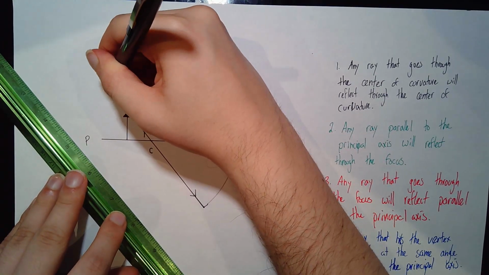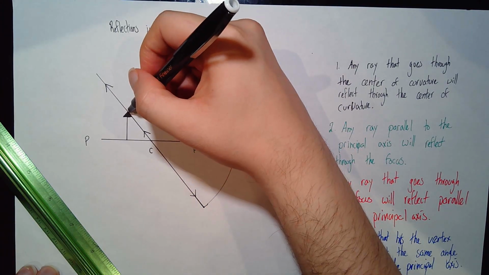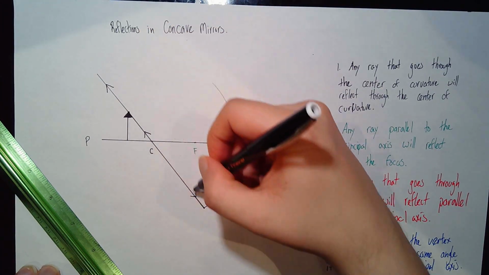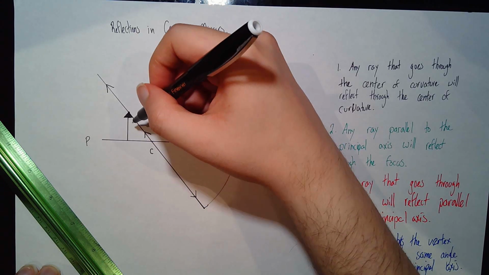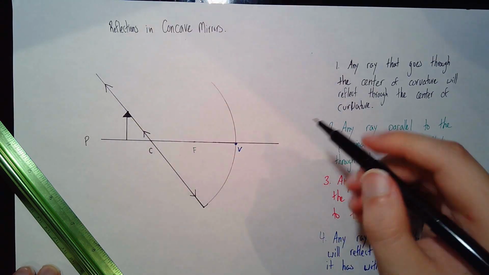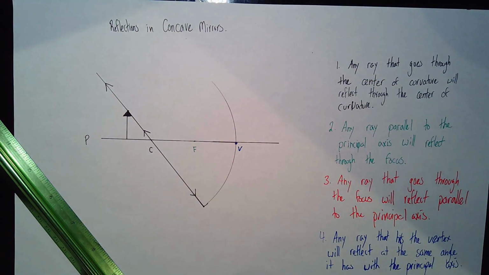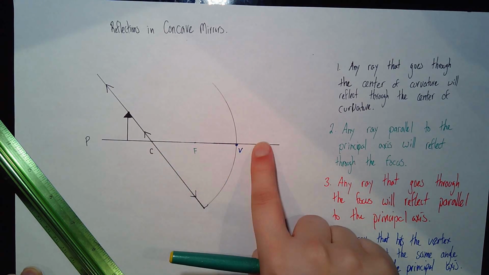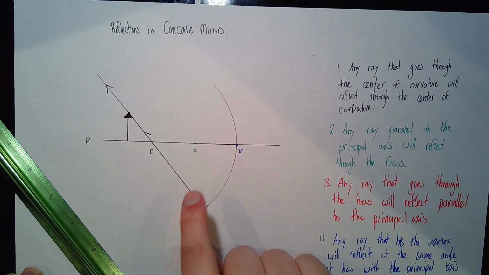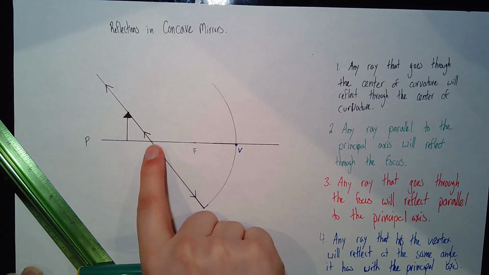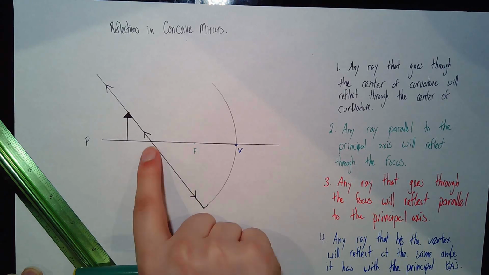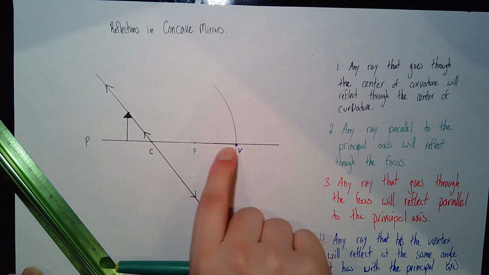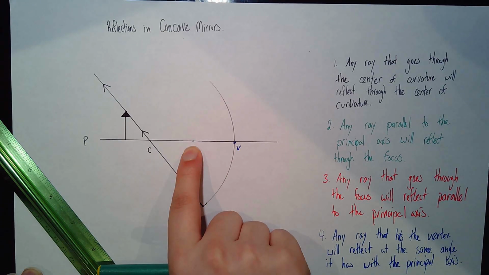Right? So this ray of light came from here through the center of curvature, hit the mirror, and then came back through the center of curvature. That's using rule 1. Rule 2, any ray parallel to the principal axis will reflect through the focus. And remember, the focus is the point that's halfway between the mirror and the center of curvature, right? So it's right in the middle.